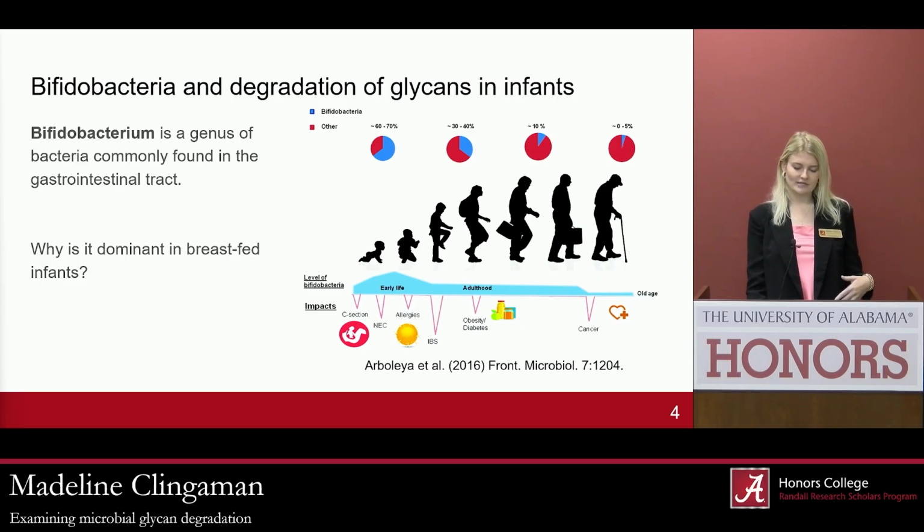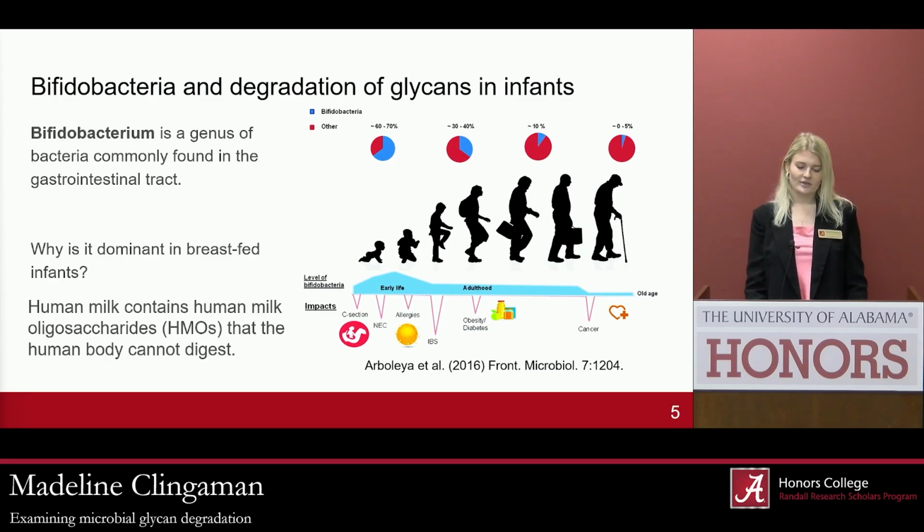So what is it about breast milk that makes bifidobacteria so dominant? Although breast milk is mostly made up of water, there are also HMOs within breast milk, and these are human milk oligosaccharides. These are glycans that the human body is incapable of digesting or breaking down, and this is where bifidobacteria comes into play.